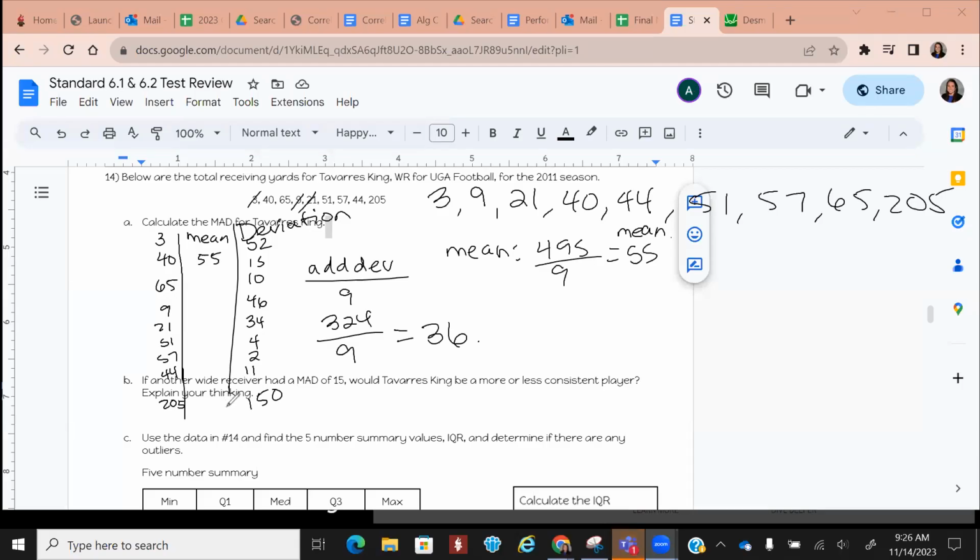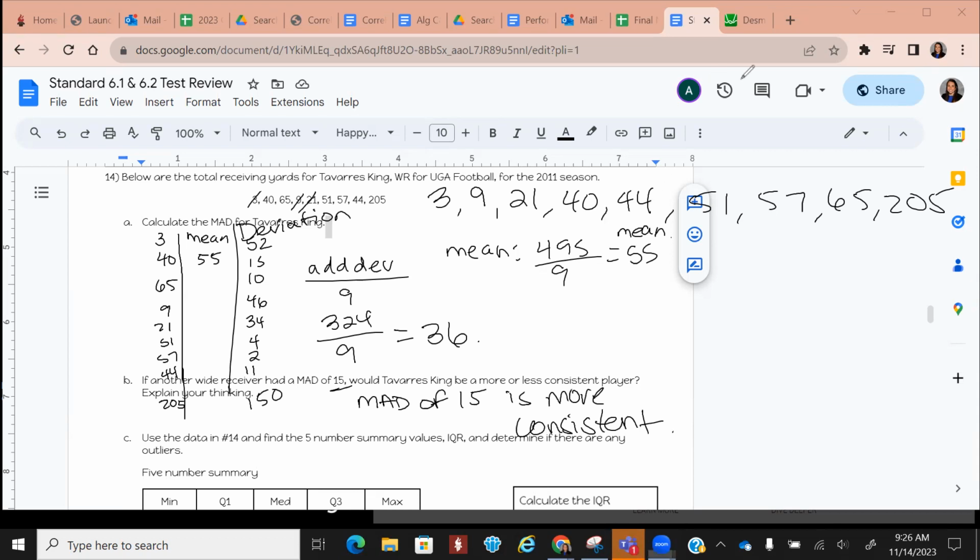Okay. If another wide receiver had a MAD of 15, would this player be more consistent or less consistent? More. So if we are closer to the mean, that means that we're more consistent. So if we have a smaller MAD, then we're going to be more consistent. So the MAD of 15 is more consistent. The bigger the number is, the more errors that we're making.